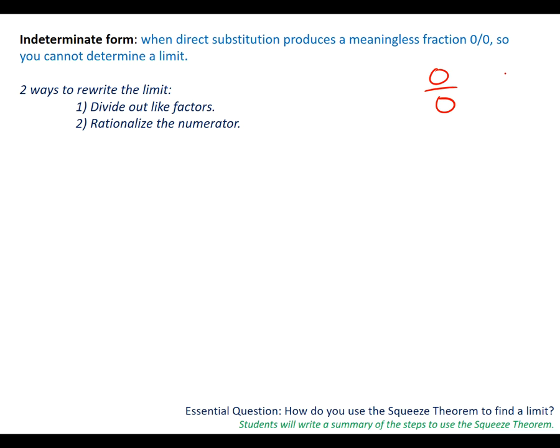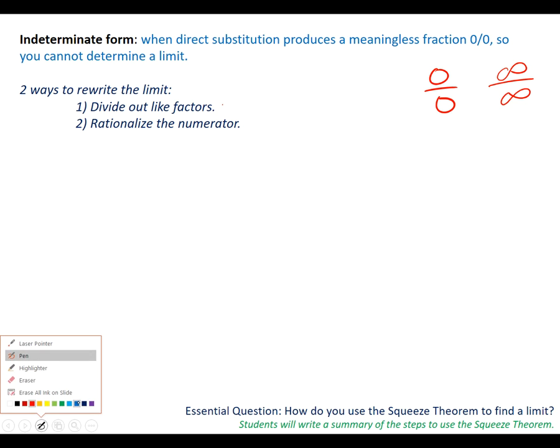The other thing that's indeterminate that you'll see, not quite yet, but soon, is you might see an infinity over infinity. That's also what we call indeterminate. Okay? So we saw these two things yesterday, so it's kind of like summarizing what we saw yesterday. You can divide out like factors. That is the factoring. Okay? And then you can rationalize the numerator, which we saw in yesterday's part of the lesson. Okay? So today what we're going to do is another thing that can help us if we have something that's possibly indeterminate.